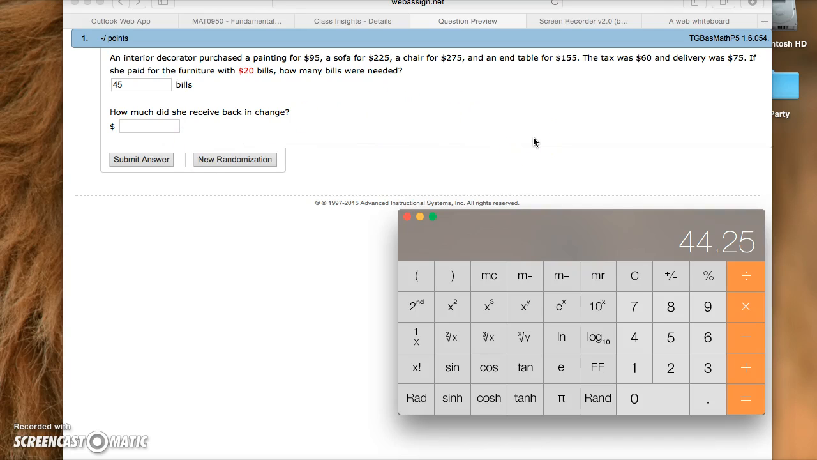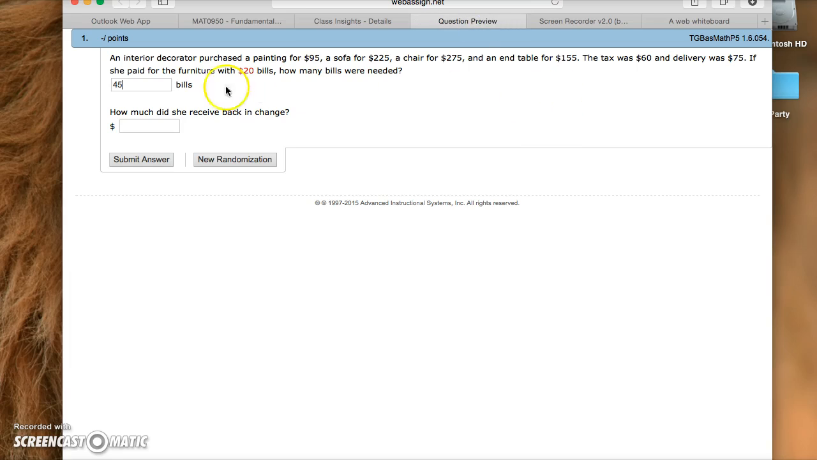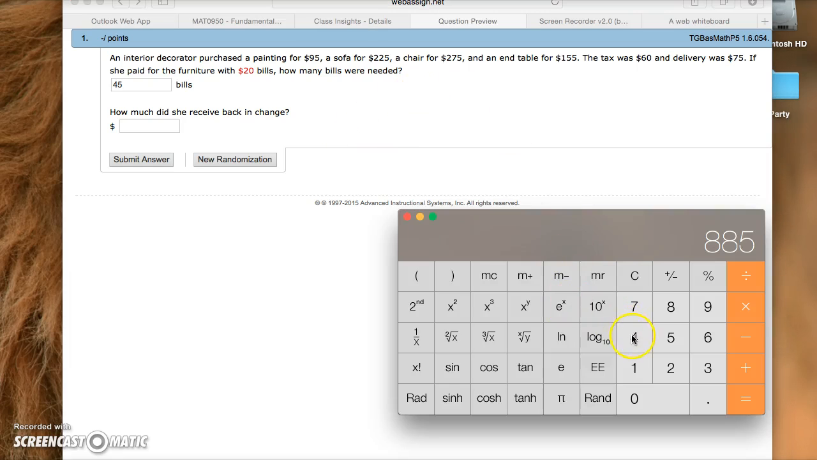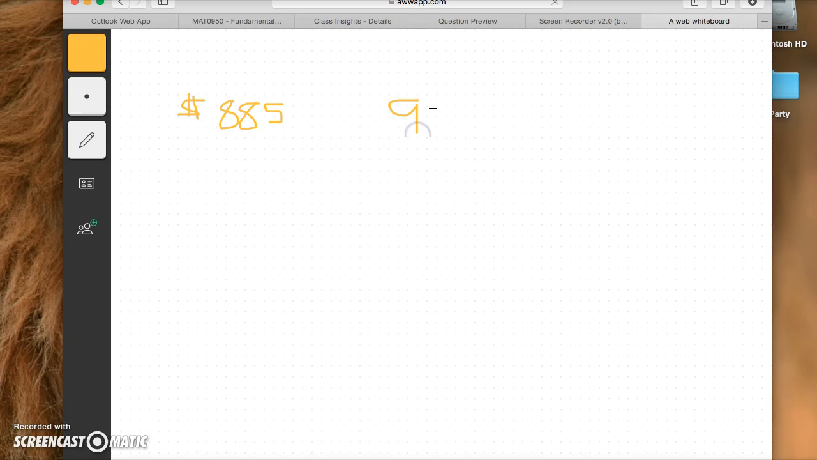Okay, so now how much money did we pay if we paid in 45 bills? Well, first off, let's remember what our total was here. All right, so remember our total is 885. We can write that over here. We have 885. This was our total. Okay. And we paid with 45 $20 bills. So let's go into our calculator and figure out how much money we spent. 45 $20 bills. That's $900. All right. So we paid with $900.